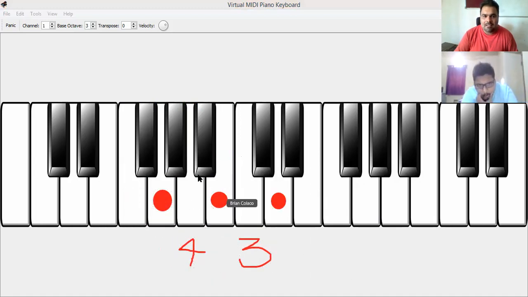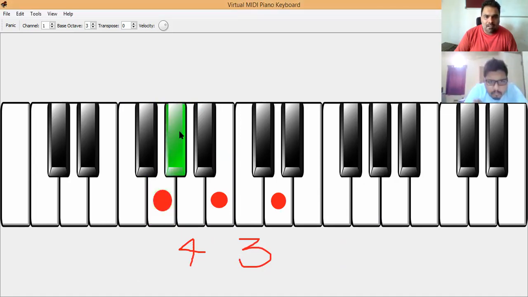You find the same pattern. Start here. This is 0. 1, 2, 3, 4. And from 3, 4... 1, 2, 3. So as long as we have a 4 and a 3 kind of pattern, we have a major chord. That's a pattern for a major chord.